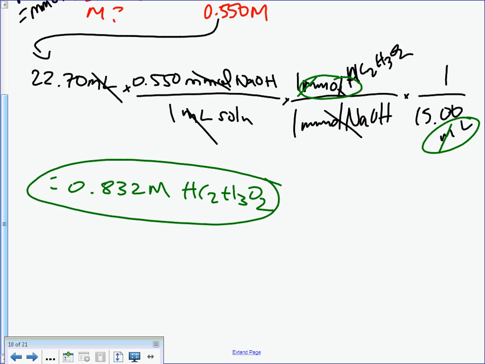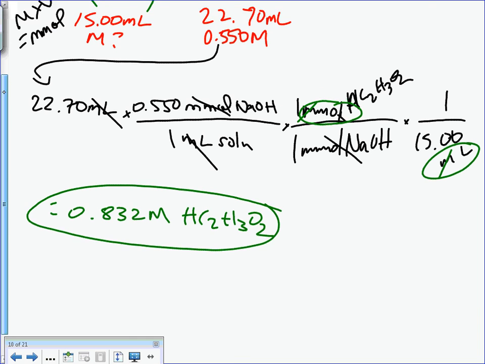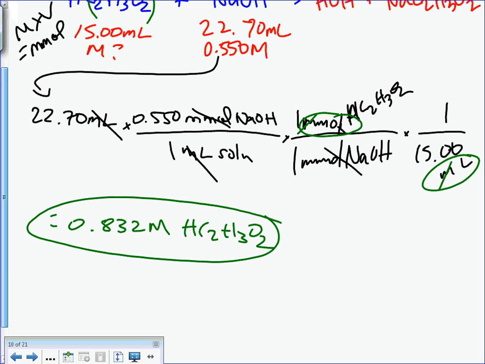And then your job is to reflect on this. If we used almost 23 milliliters of the base, and only 15 milliliters of the acid, and they're in a 1-to-1 mole ratio, who's more concentrated to neutralize each other? It requires less acid to neutralize all that base, right? So who should be more concentrated? The acid should be, because it requires less of it to neutralize all the moles of base, and that makes sense. That's 0.83, while that one's only 0.55.